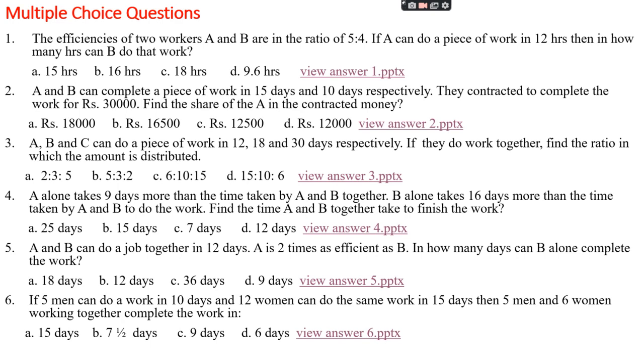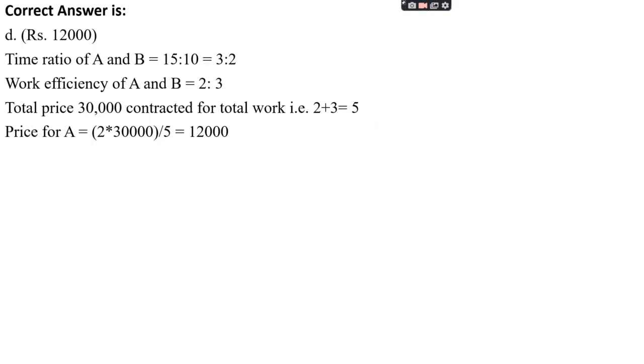Question number 2. A and B can complete a piece of work in 15 days and 10 days respectively. They contracted to complete the work for rupees 30,000. Find the share of A in that contracted money. Option A 18,000, option B 16,500, option C 12,500, or option D 12,000. The correct answer is option D, that is 12,000.